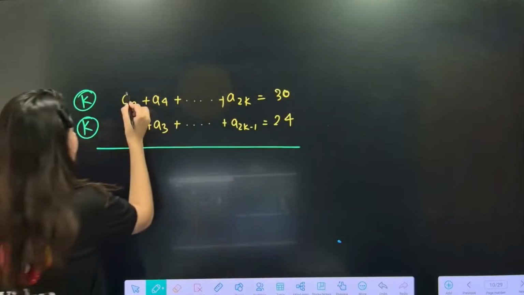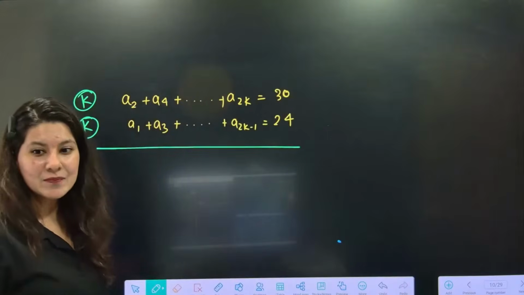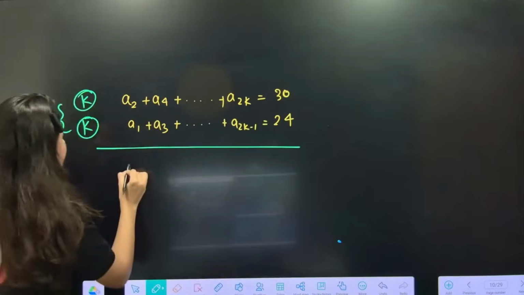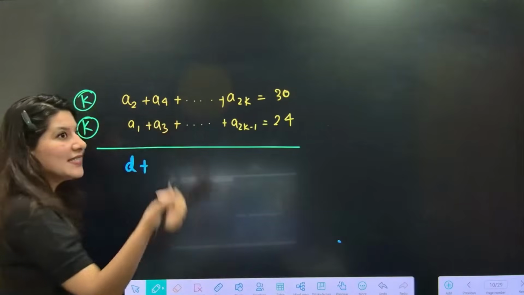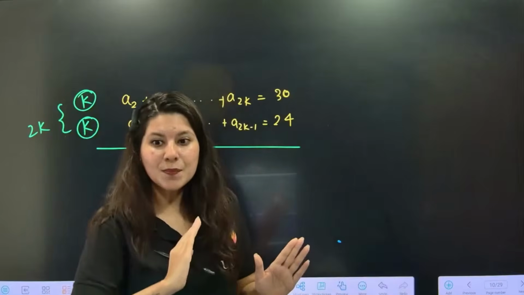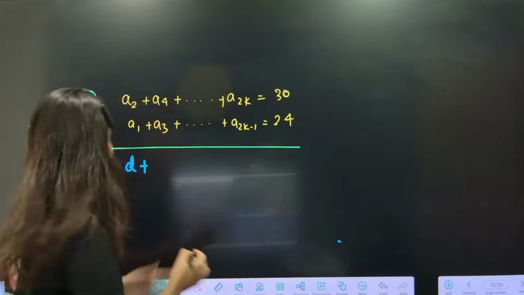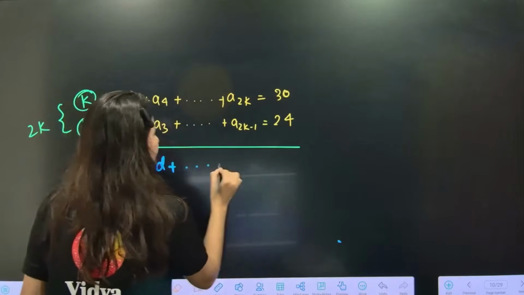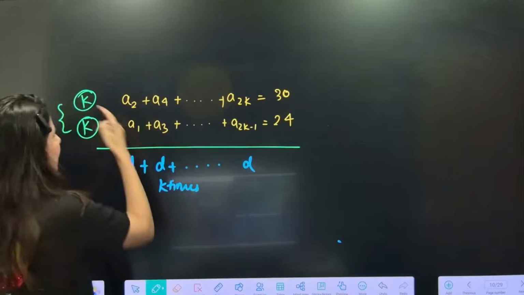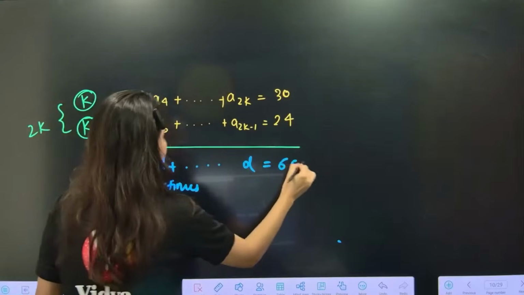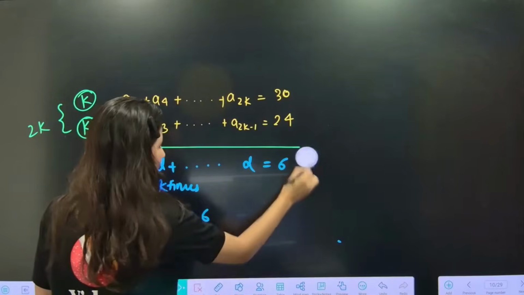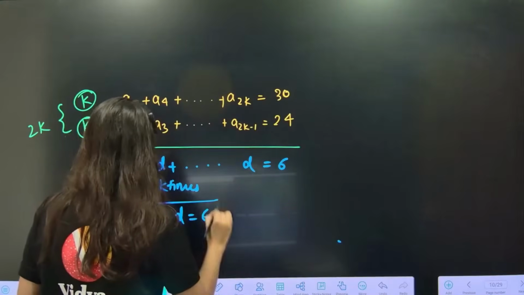a2 minus a1. Can anybody tell me? Second term minus first term, what do you get? Ma'am, common difference. a4 minus a3, next term minus previous term, current term minus previous term. Can you see d and d? How many times? Ma'am, k times. So k times k terms... no, k times d equals 30 minus 24, which is 6. So kd is nothing but 6.